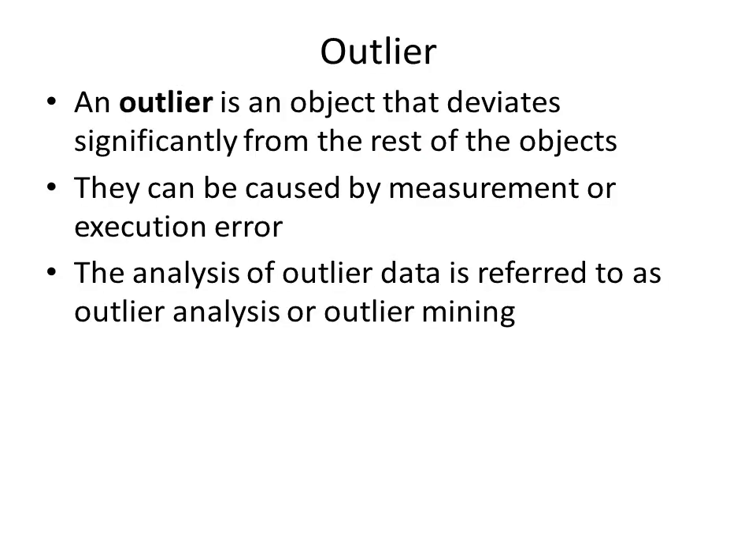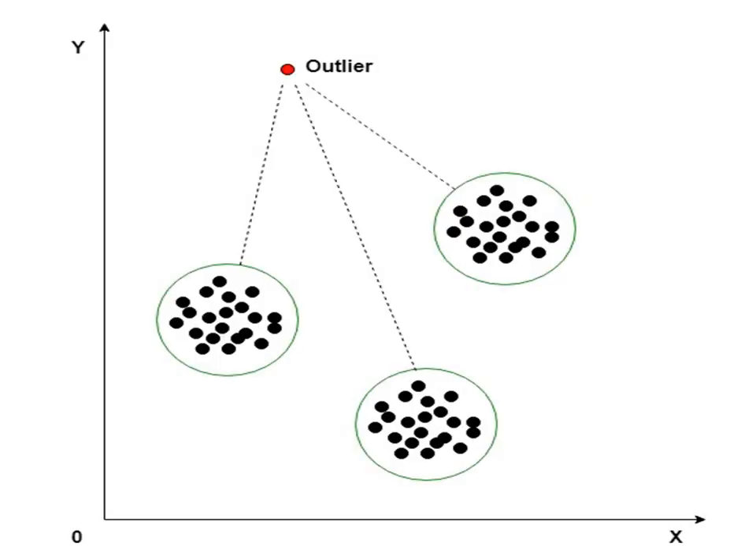The next topic is outlier. An outlier is an object that deviates significantly from the rest of the objects. So this is deviated from the rest of the objects. We are separating this outlier. An object that is deviated from other objects is called an outlier. The outlier can be caused by measurement or execution error. The analysis of outlier data is referred to as outlier analysis or outlier mining.